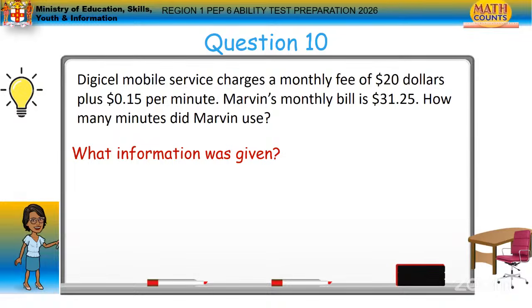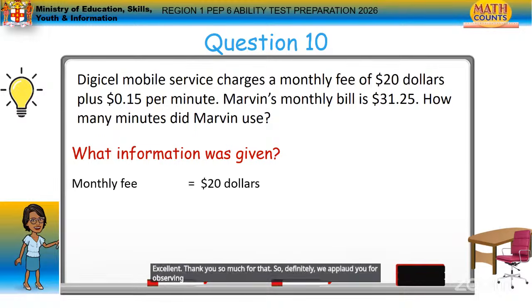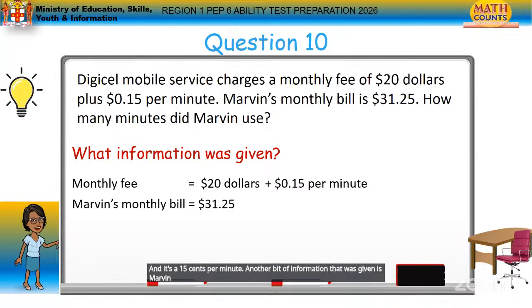All right, so what else? Someone says they give the rate per minute or the price per minute. Awesome. The rate per minute is given. Excellent. Rate per minute, monthly fee, charges per minute, and the monthly bill. Excellent. Thank you so much for that. So definitely we applaud you for observing that. So yes, the monthly fee is $20 and it's 15 cents per minute. Another bit of information that was given is Marvin's monthly bill.